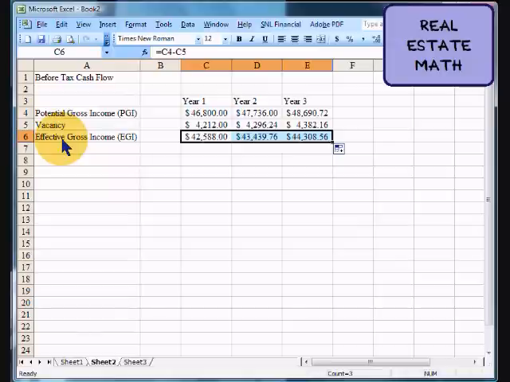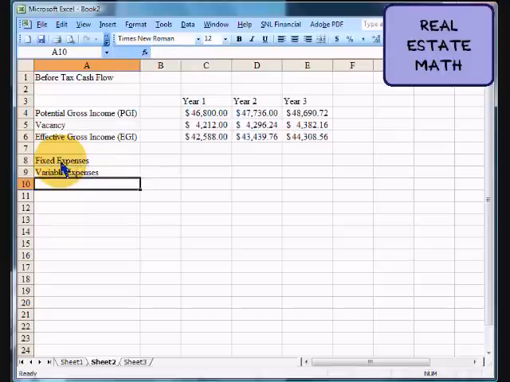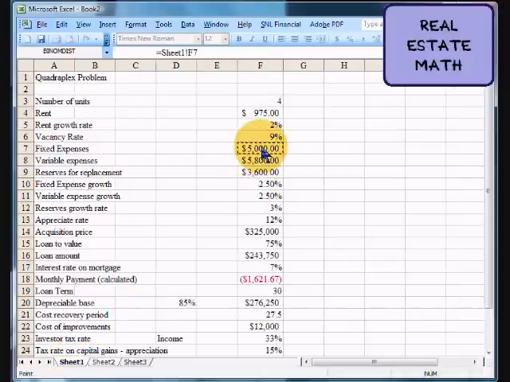Now what about my expenses? I'm going to subtract out all my expenses. Let's take a look at first my fixed expenses. Then we will have my variable expenses. Then we will have reserves. My fixed expenses for the first year are simply the value that we had from our previous sheet, which was 5,000.